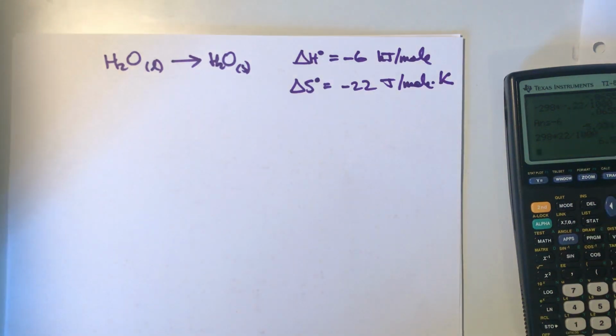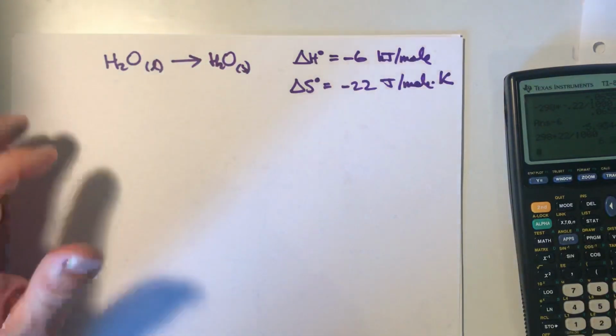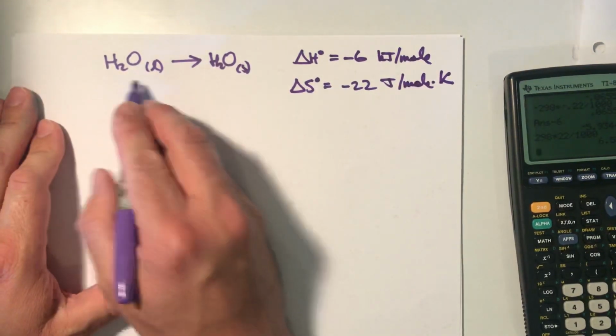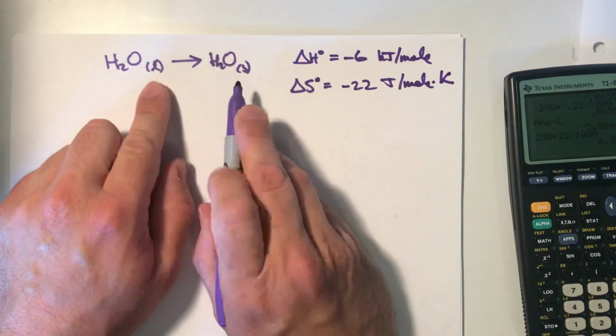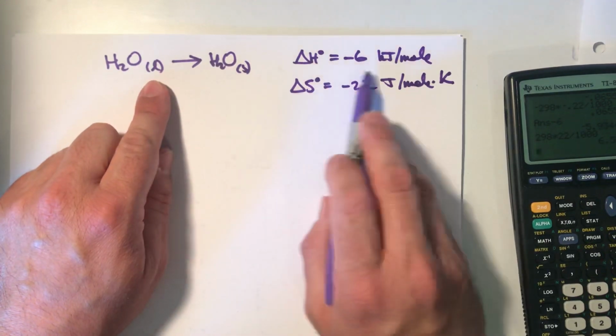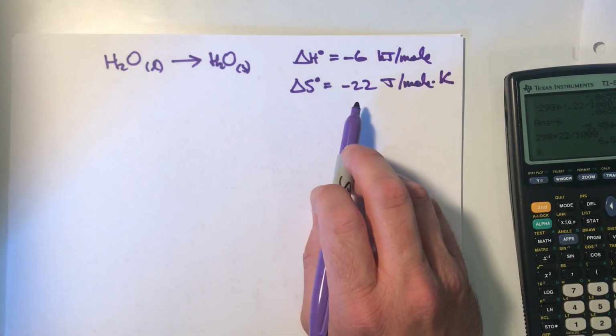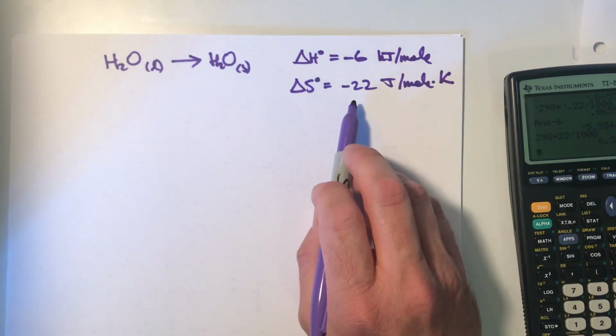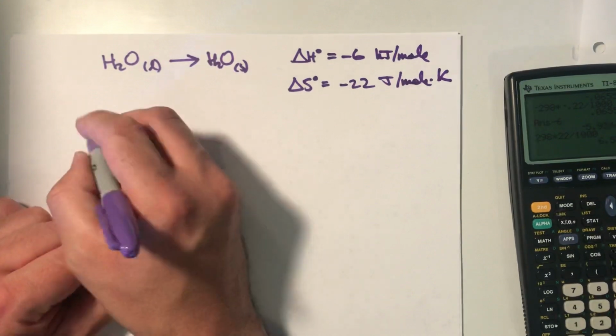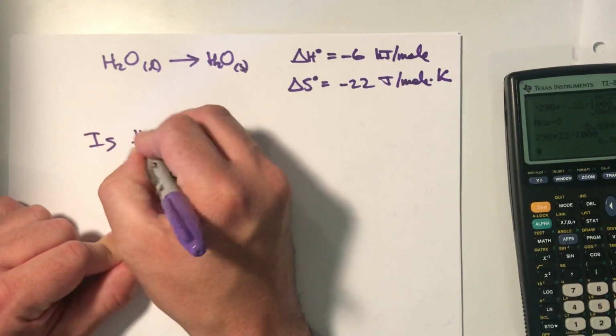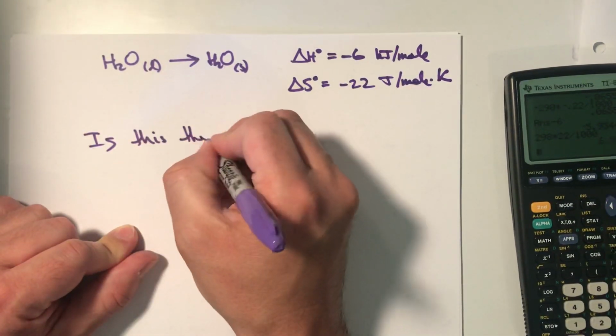In our previous videos, we've learned how to predict the thermodynamic favorability of a process using the Gibbs free energy equation, and we're going to apply that equation in a little different process where the answer depends on the temperature. So we're going to look at the freezing of water, so liquid to solid water, and we've looked up the values ahead of time for the delta H and the delta S for this process, and the values are given here.